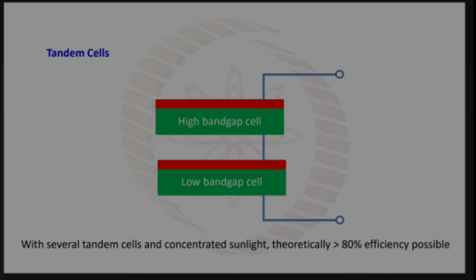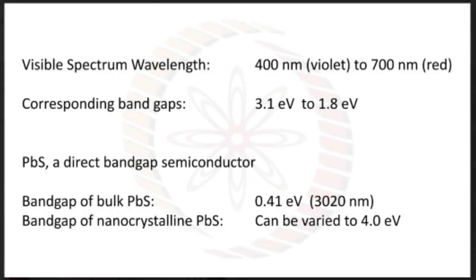The visible spectrum wavelength is 400 nanometer to 700 nanometer, with corresponding band gaps 3.1 electron volt to 1.8 electron volt. PbS is a direct band gap semiconductor. The band gap of bulk PbS is 0.41 electron volt. The band gap of nanocrystalline PbS can be varied up to 4.0 electron volt.